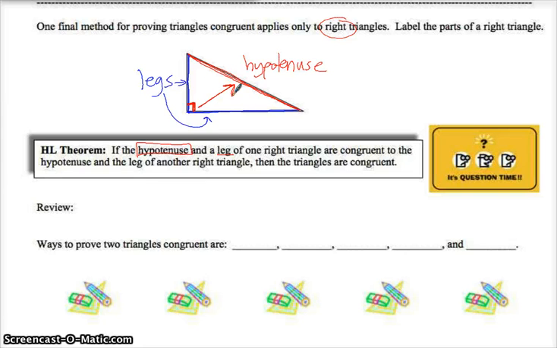So looking at the theorem, it says if the hypotenuse and one leg, so only one leg is necessary, if the hypotenuse and the leg of one right triangle are congruent to the hypotenuse and the leg of another right triangle, then the triangles are congruent. So we're just doing a leg and a hypotenuse, or a leg and a hypotenuse. So that now puts us at 5 different ways to prove that 2 triangles are congruent to each other. The first 3 we learned were postulates. They were SAS, SSS, and ASA. And then the 2 we just learned today are our theorems, and they're AAS and HL.